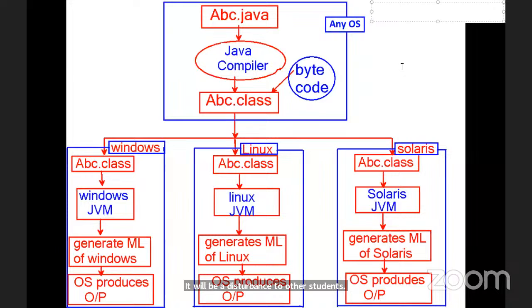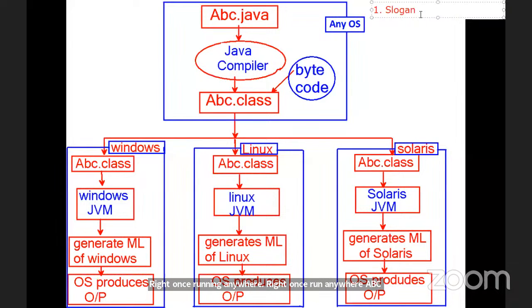Look at this diagram and try to tell me answers to my questions. Question number 1. What is the Java slogan? Java came up with one slogan. What is the Java slogan? Java, what is the Java feature? Platform independence. What is the meaning of platform independency? Write once, run anywhere.